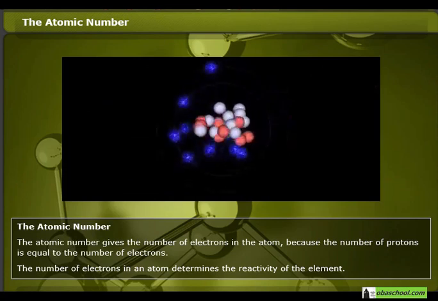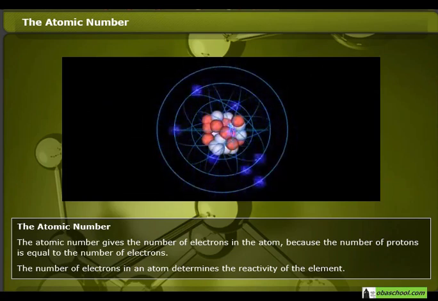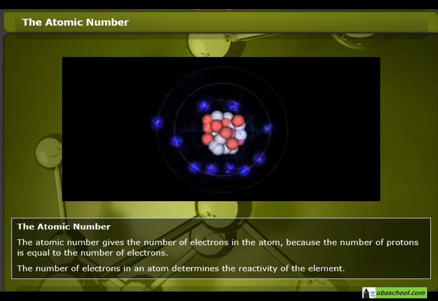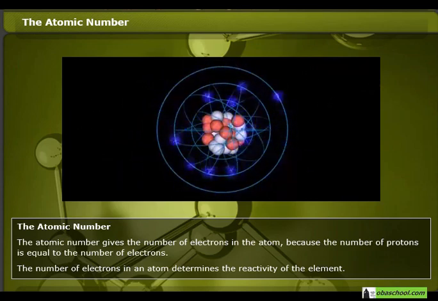The atomic number gives the number of electrons in the atom because the number of protons is equal to the number of electrons. The number of electrons in an atom determines the reactivity of the element.